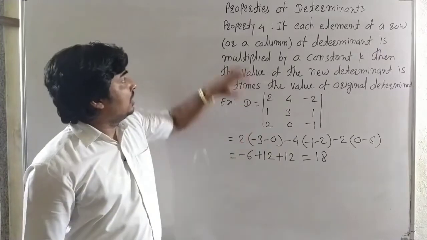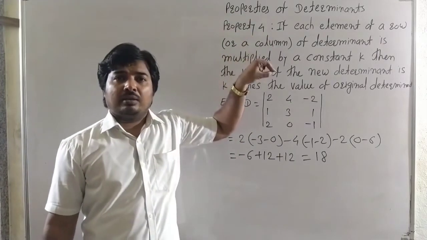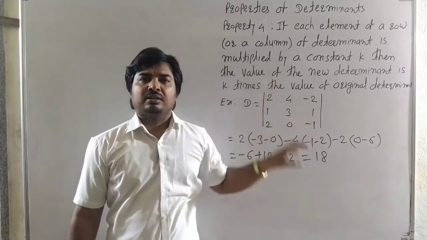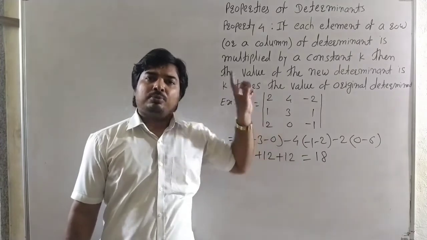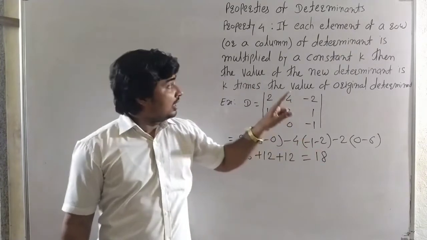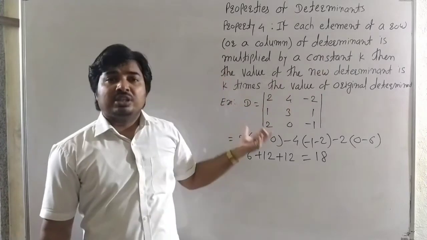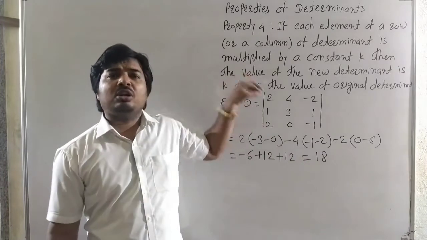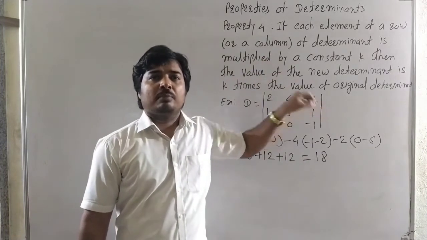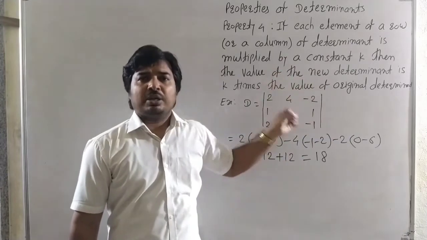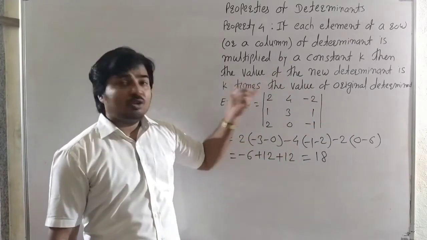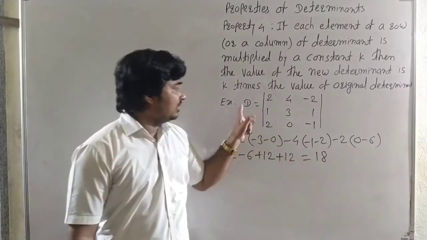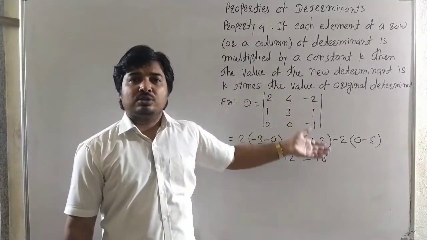See carefully. The property says if we multiply all elements in a row or column by some number k, then the value of the obtained determinant is k times the original determinant. The original determinant is 18. If we multiply all elements in any row or column by 2, then the value of the obtained determinant is 2 times the original, that is 36.